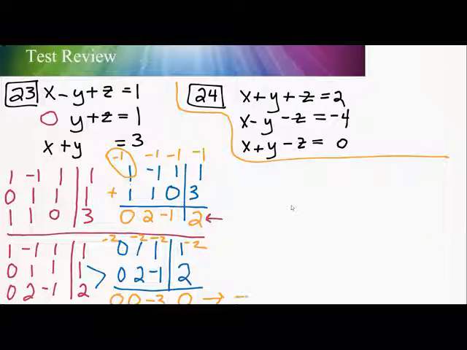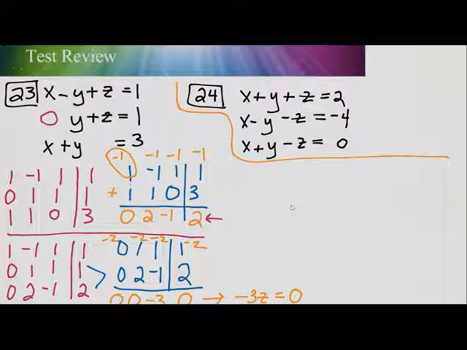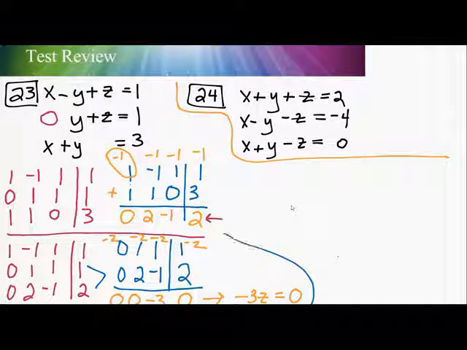Since I now have just one variable, I can say -3z equals 0. Okay, so z equals 0, right?